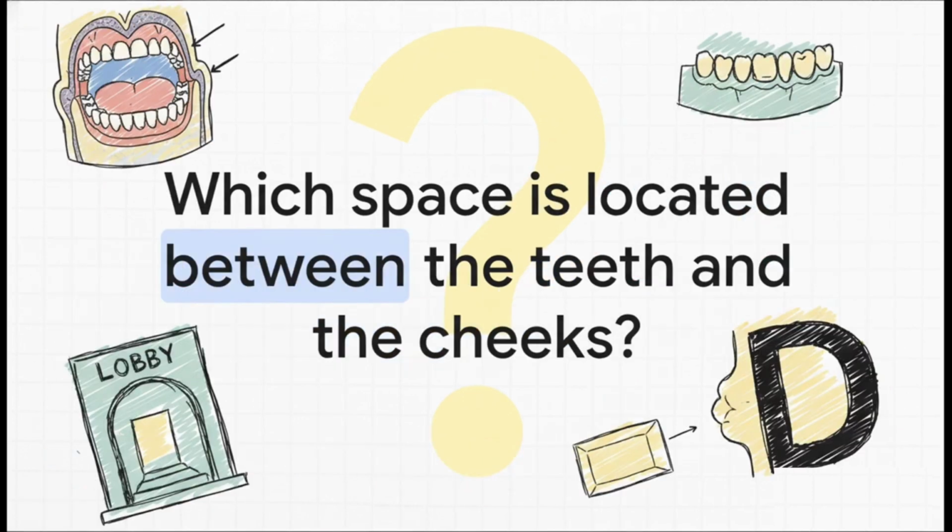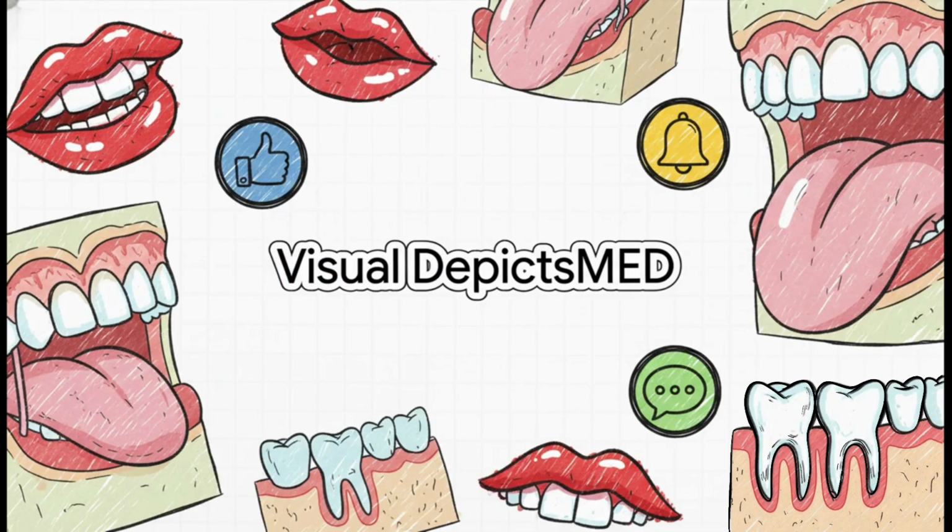And our last question: which space is located between the teeth and the cheeks? Is it A. Oral cavity proper, B. Pharynx, C. Sublingual space, or D. Vestibule? The correct answer is D. Vestibule. Remember, the vestibule is like the lobby that's outside the dental arches, while the oral cavity proper is the main room inside. And that officially wraps up our detailed tour of the buccal cavity.